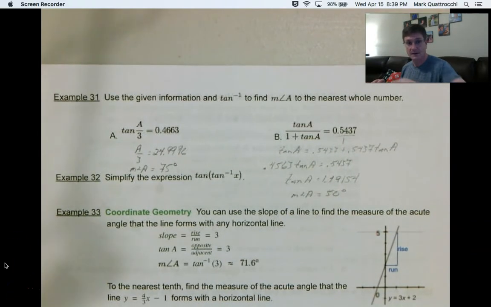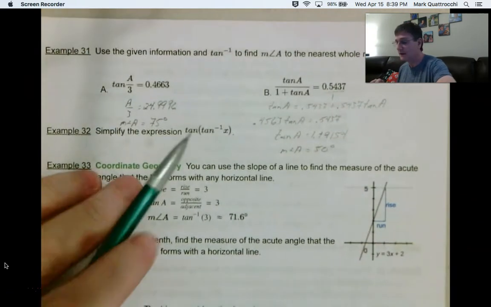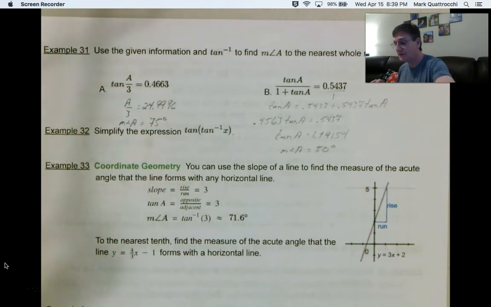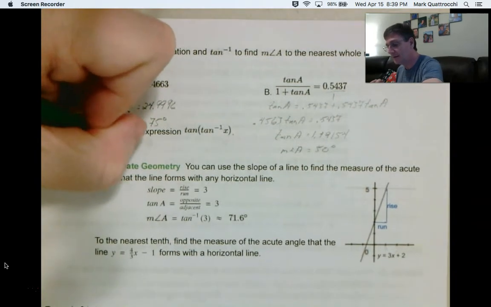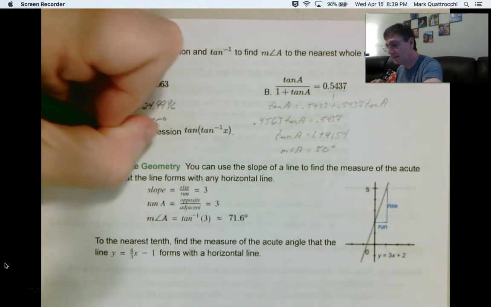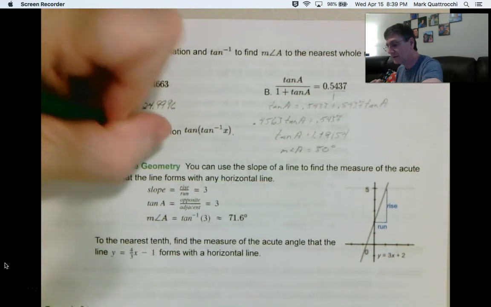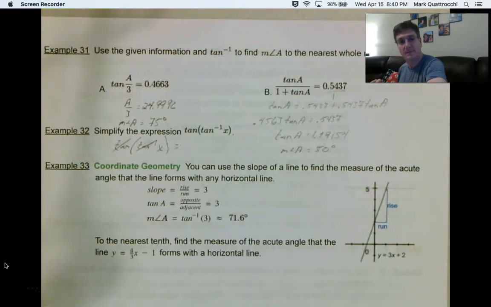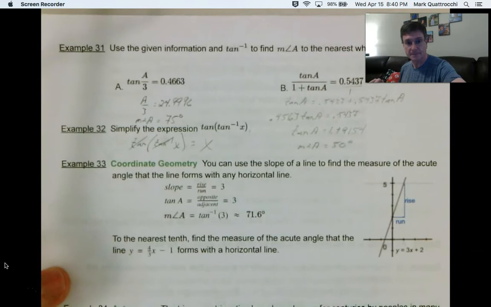Example 32, simplify the expression tangent of inverse tangent of x. Tangent and inverse tangent cancel each other. They undo each other. Therefore, this is equal to x.